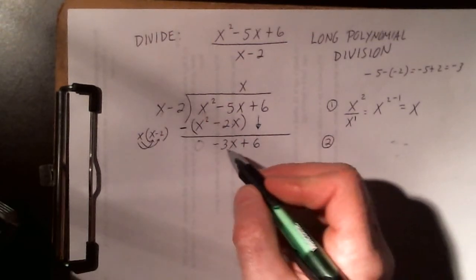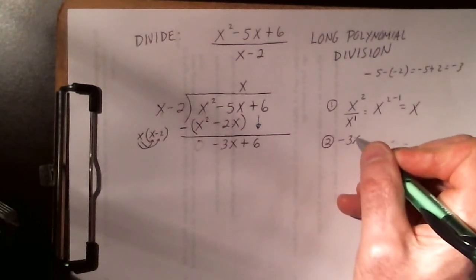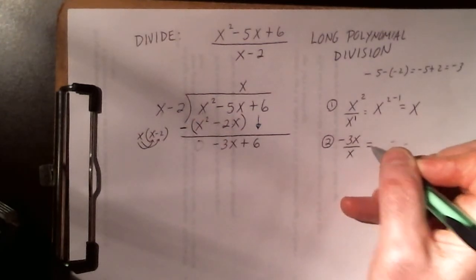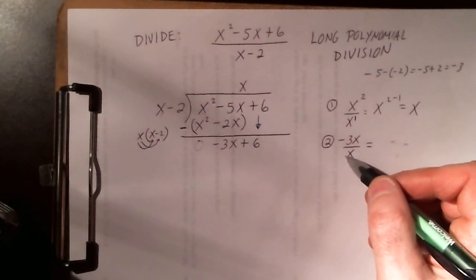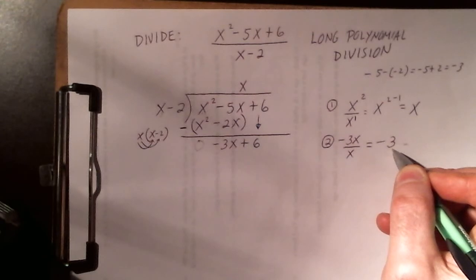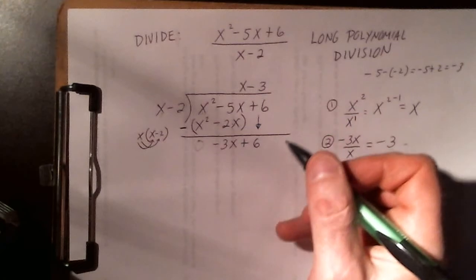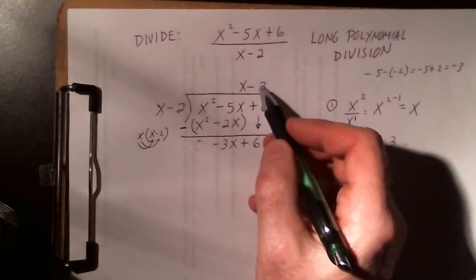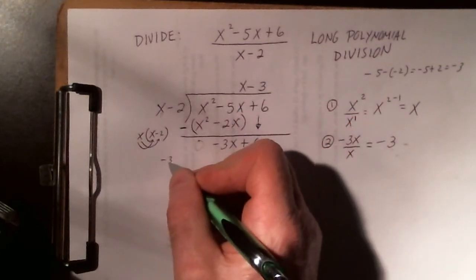To answer that question, let's take the negative 3x and place it over the x off to the side of our paper and reduce this. So negative 3x divided by x reduces down to just negative 3 as these x's drop out. So minus 3 becomes the next term in our quotient, or our answer. So we come up to our quotient and put the minus 3. Now the minus 3 will get multiplied by our divisor, x minus 2.